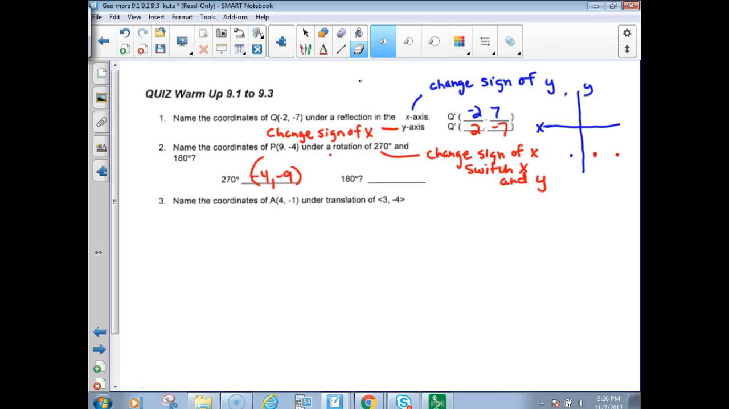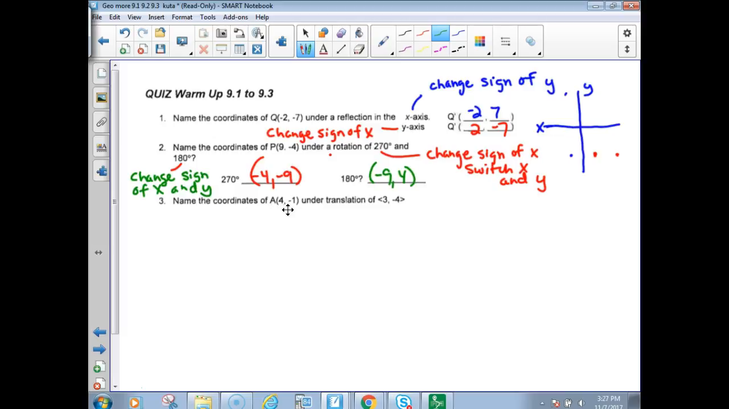Okay, what about 180? 180 changes the sign of both x and y. If you want to make that note, change the sign of x and y. Do not switch them. And those rules are listed again in your ISN. So it would become -9, +4. That's what a rotation of 180 would do to that point.